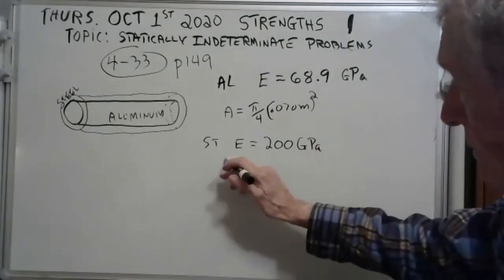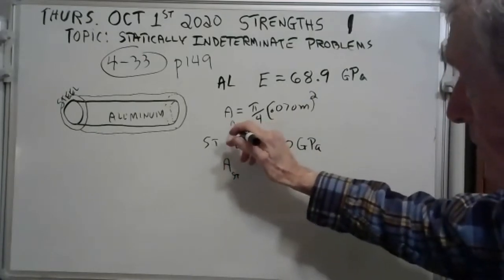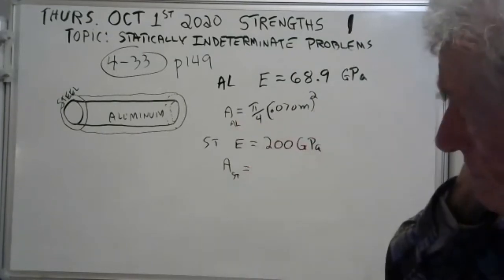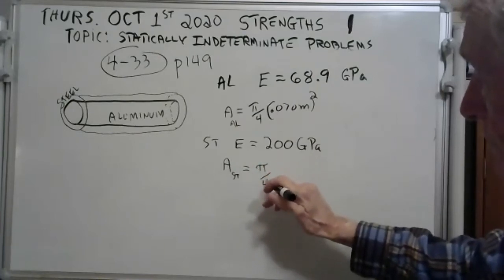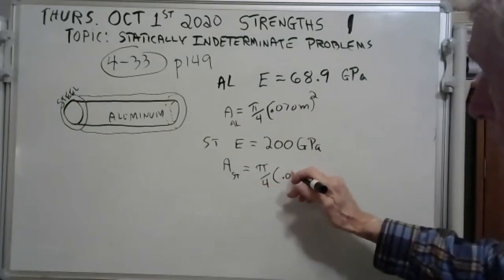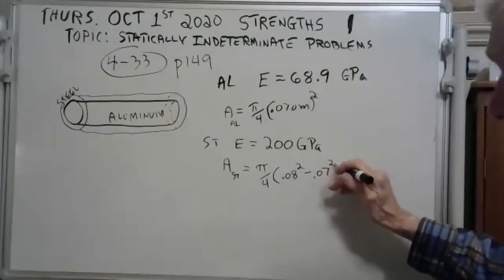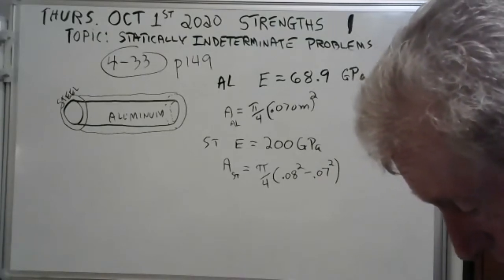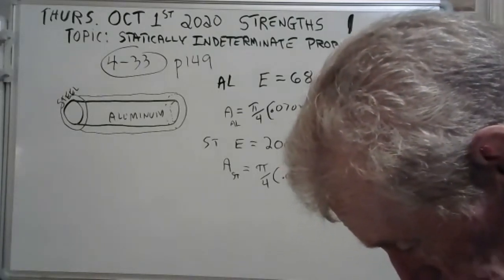Now we're going to get the area of the steel. And we'd probably put a subscript there for the aluminum. The area of the steel, you're going to have to go pi over 4 times 0.08 squared minus 0.07 squared. Okay, great. I wonder if I did all that right. I think so.